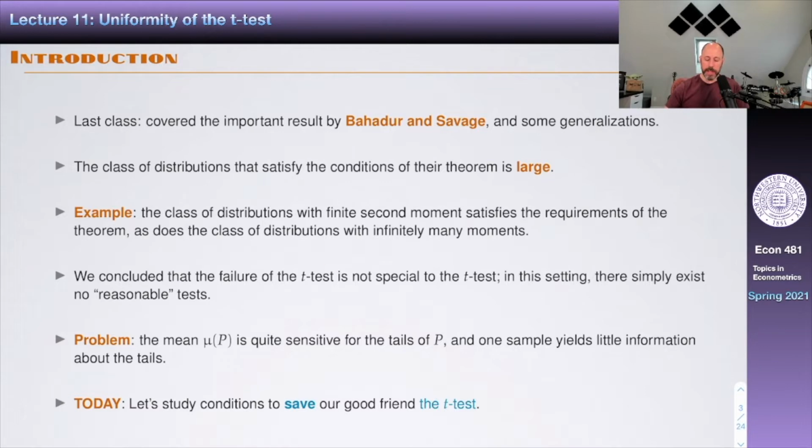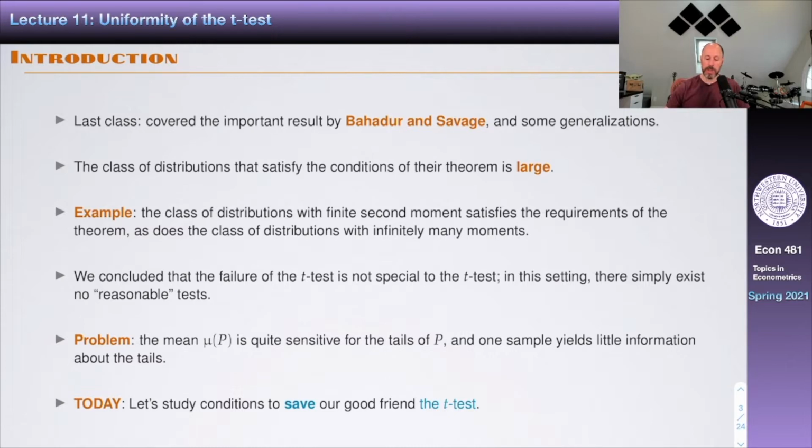We concluded the failure of the t-test was not special to the t-test, and that there was simply no reasonable test for this type of testing problem when you wanted to be non-parametric over a really large family of distributions. We also said that the mean mu of P is quite sensitive to the tails of P, and that one sample yields little information about the tails. Today, we're going to study conditions to save the t-test.